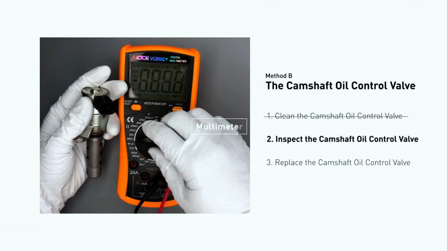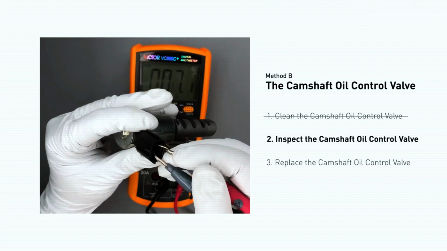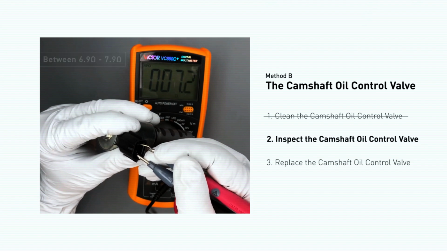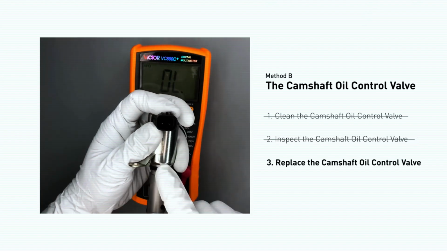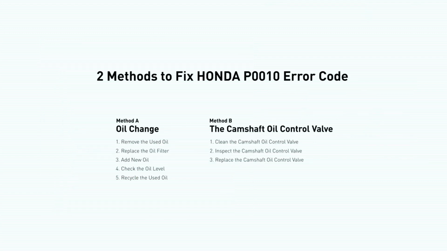In ambient temperature of 68 degrees Fahrenheit, the valve resistance is between 6.9 ohms to 7.9 ohms. If you do not get a reading, this indicates that the camshaft oil control valve is faulty and needs to be replaced. So here are 2 of the most practical solutions to fix Honda's P0010 error code.